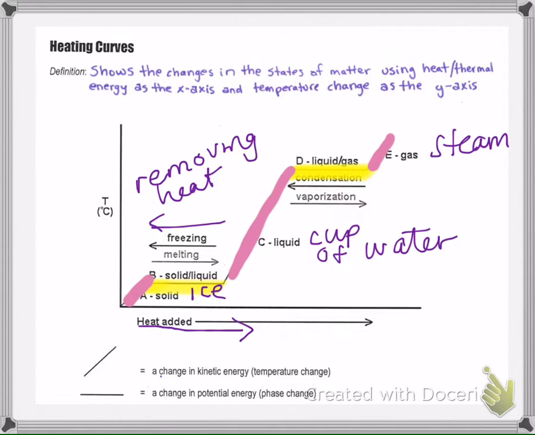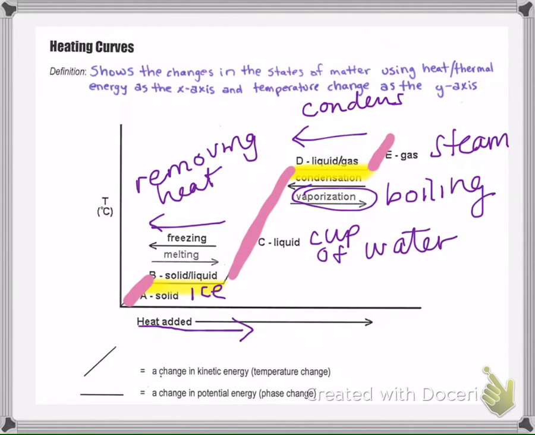Similarly, in our liquid to gas, if I am going from a liquid to a gas, that's vaporization, also known as boiling, so that's how we get our steam. And if I'm removing heat, I'm going from a gas to a liquid, and that is condensation. Again, these lines are flat here because we are showing that the energy is being used to separate the molecules. And because it's being used to separate the molecules, the temperature is not going to change.